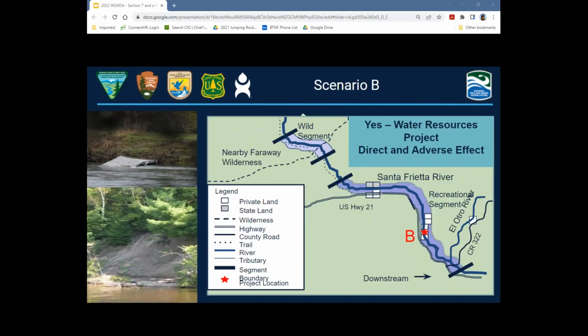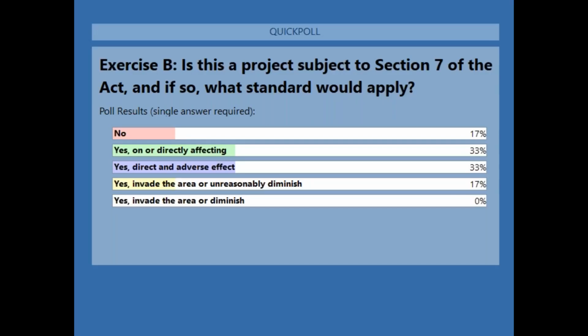Go ahead. Okay. Yes, this project would be considered a water resources project because it is below the ordinary high water mark. The project would be subject to Section 7, even though it's on private land, because it's within the designated river corridor. We have say over everything up to that ordinary high water mark. The project requires an Army Corps of Engineers permit, so that's the federal nexus that makes this a water resources project and gives us a say. The correct standard to apply is the direct and adverse effect, because the project is within the designated river corridor.